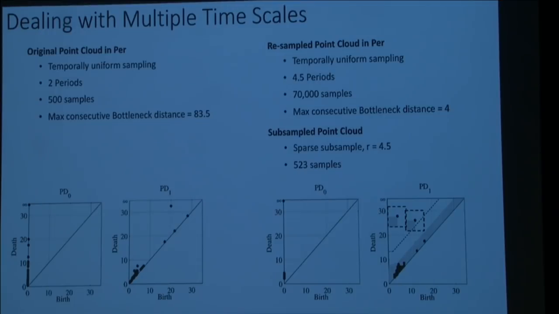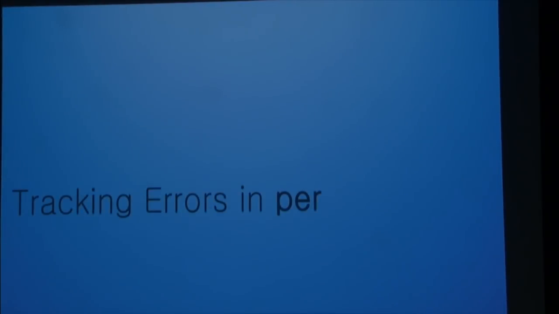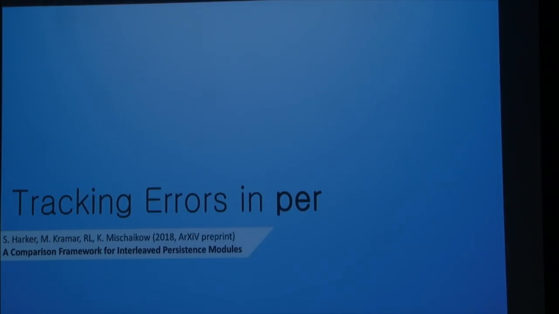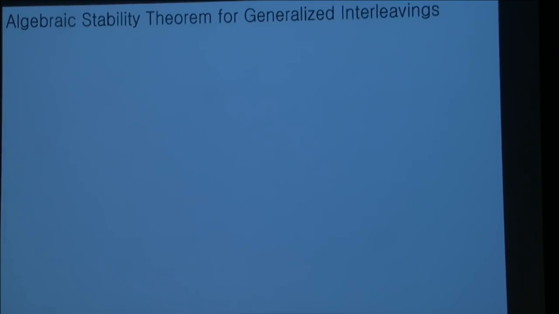And what I want to give you a glimpse of next is some of the theoretical work that came out of this application to actually go through and try and find better ways to express rigorous errors. And so this is just basically a one-slide video, let's say, of a recent work that we just put on the arXiv, tracking errors in the space of persistence diagrams. And this is work with Sean Harker, Miro Kramer, and Konstantin. So in general, the paper has in it an algebraic stability theorem for generalized interleavings. It doesn't really matter what that is.